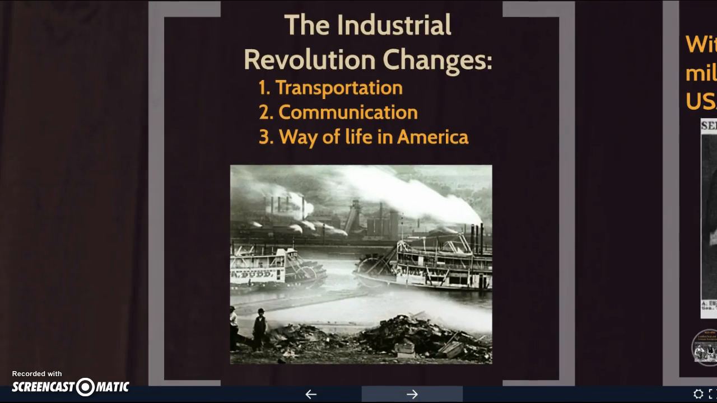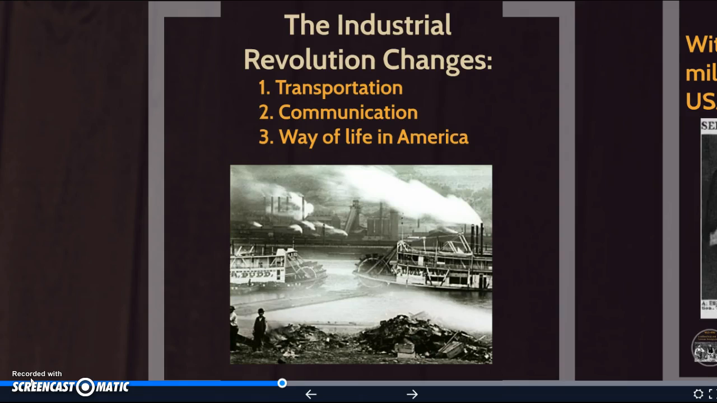The Industrial Revolution is going to change many things in America's life. There are three main changes to the way things were run in America after the Industrial Revolution: transportation, communication, and how people lived. And those are going to be the really big categories that we're going to look at when we look at how America changed.